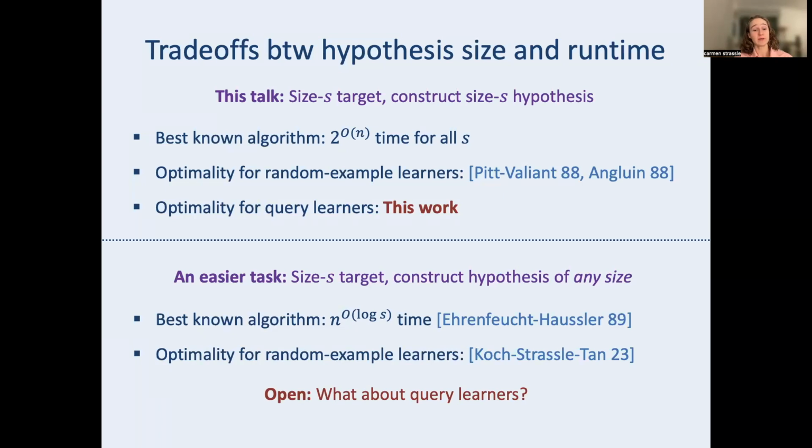So what's open is, what about query learners? Is the Ehrenfeucht-Haussler algorithm also optimal for query learners? Or can queries allow a learner to circumvent the lower bound against random example learners?